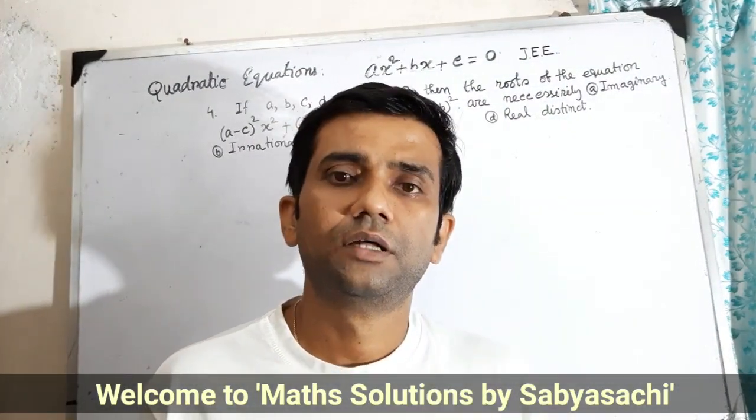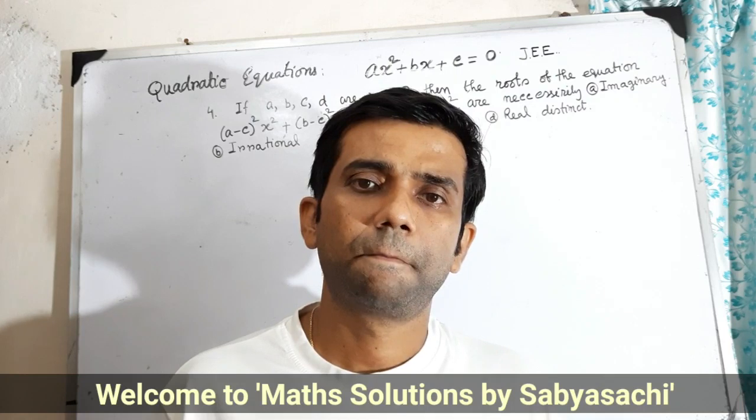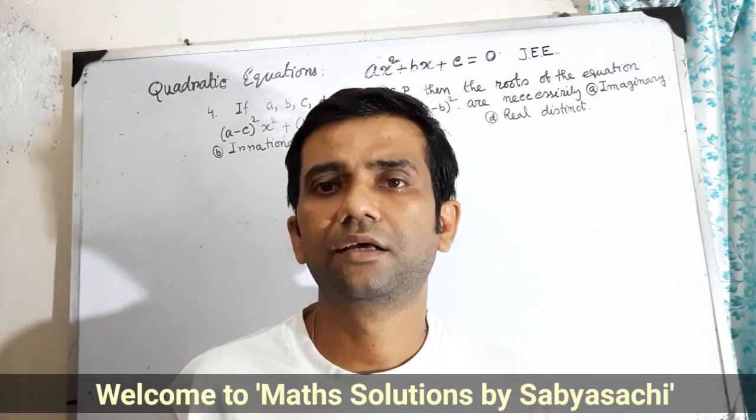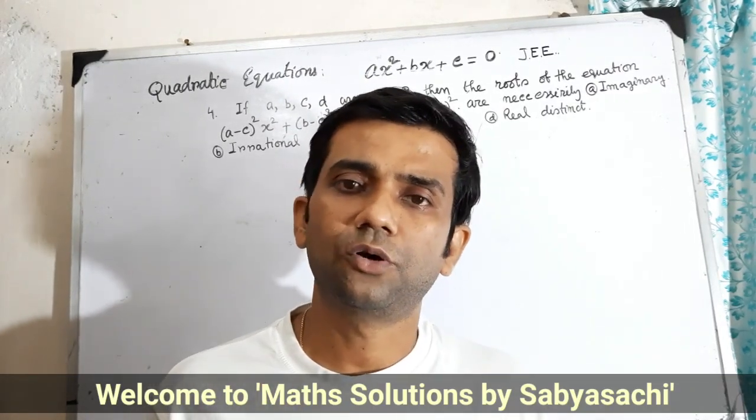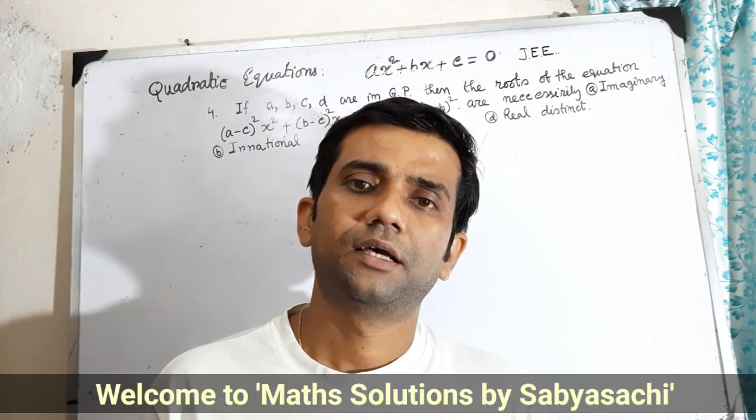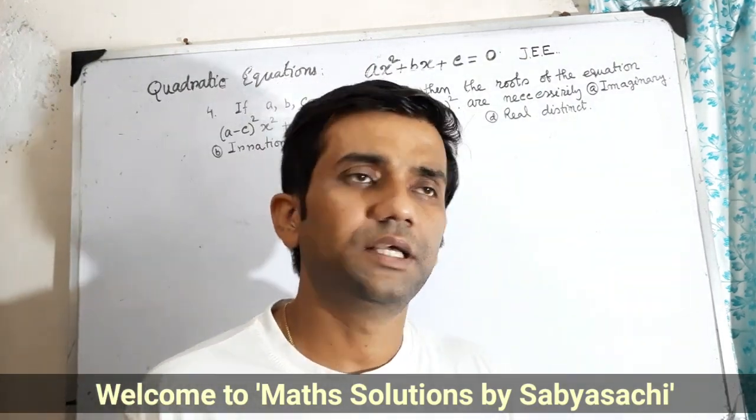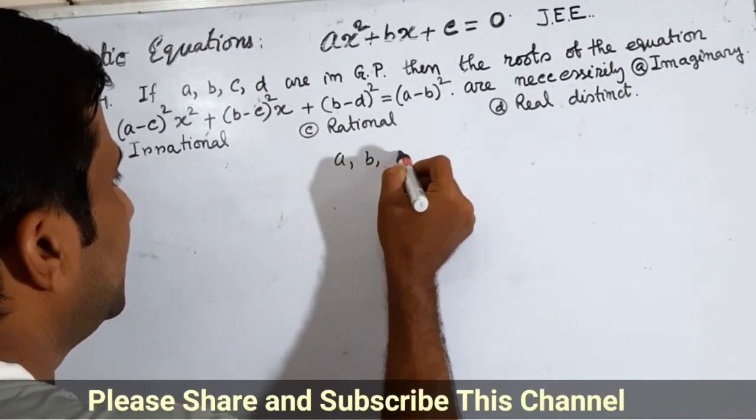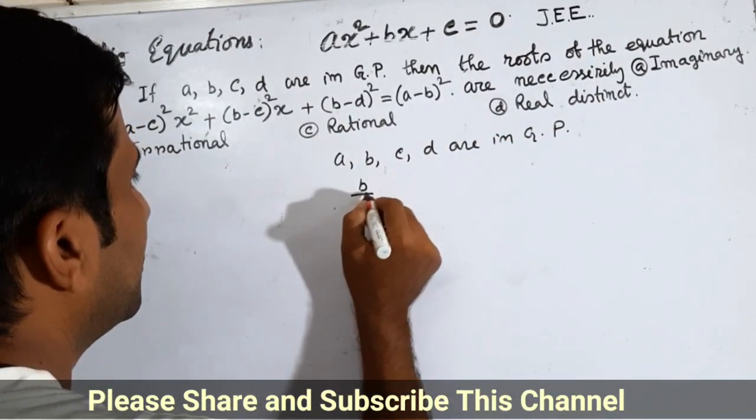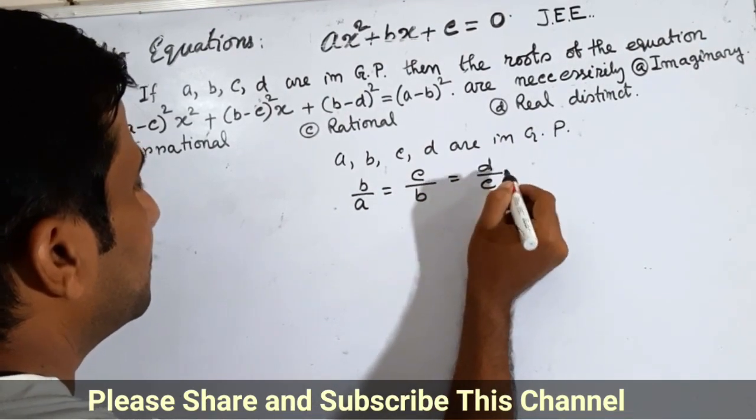What I have said to you, that if the sum of the coefficients is equal to 0, then the roots are rational. Number 1 is rational. Number 2, one root is always 1. And the third point is that the second root will be c by a. Now here it is given that a, b, c, d are in GP, means b by a is equal to c by b is equal to d by c.